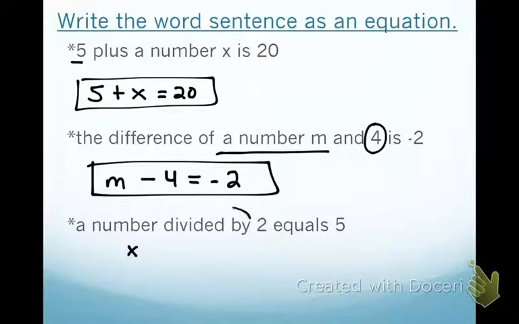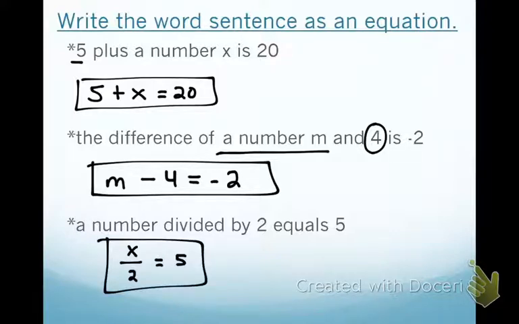Now, whenever it says divided by, we're going to go ahead and use a fraction bar. So go ahead and, Hunter, help us with what we should do. So it's x over 2, and then you do equals 5. Fantastic. All right, so that's how we can use these words into math to help us to write equations.